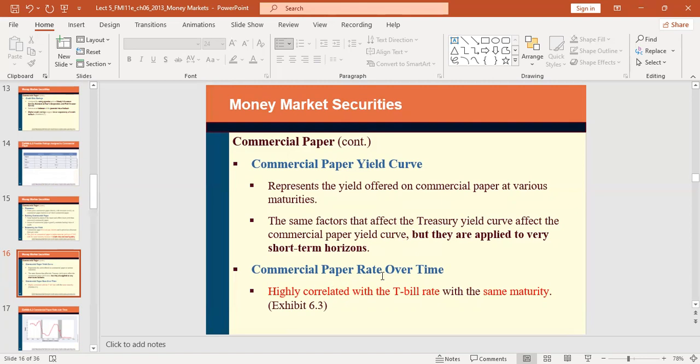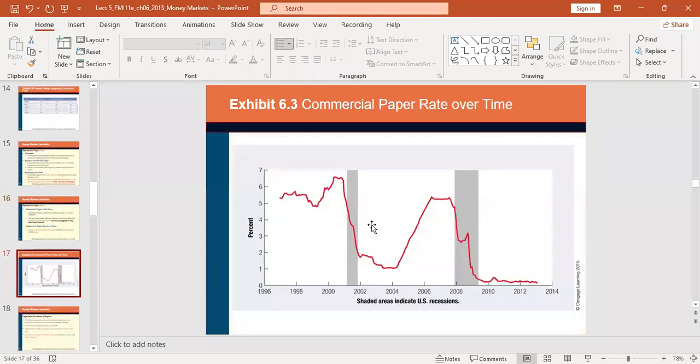So what is the commercial paper rate over time? Commercial paper is highly correlated with Treasury bills with the same maturity. Say if the Treasury bill is 1 year, for example, and the commercial paper is 1 year, they are highly correlated. They move together. So this is the commercial paper rate over time.